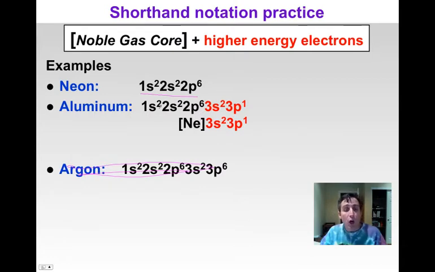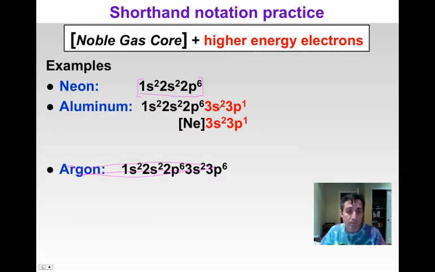Aluminum has all of neon plus it has 3s2 and 3p1. In noble gas notation, you can take all of neon's configuration and put neon's symbol, Ne, inside brackets, and that will count for all of the noble gas configuration. Then just put whatever is additional for that element.